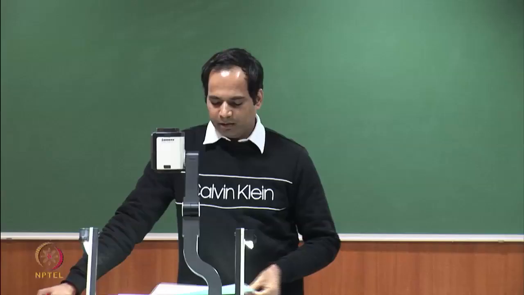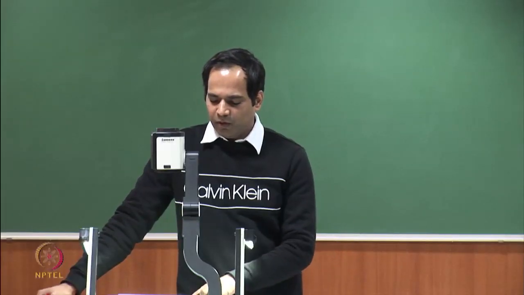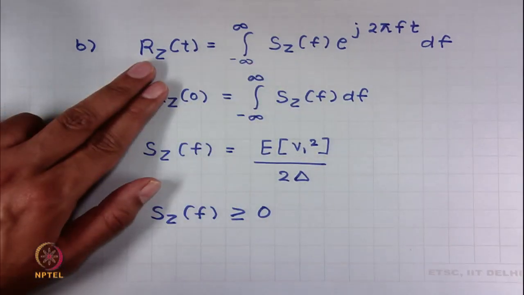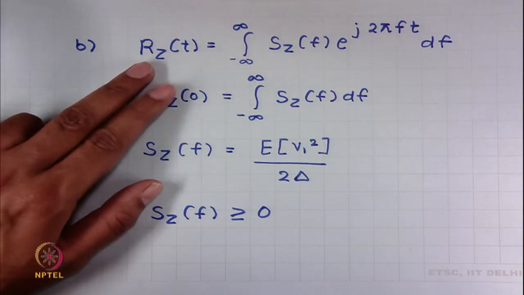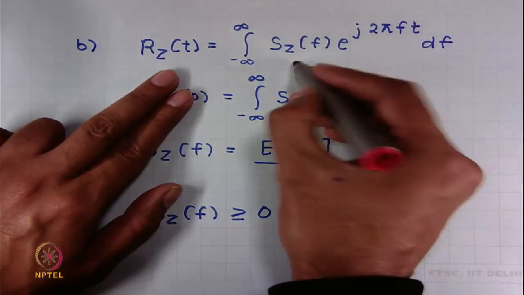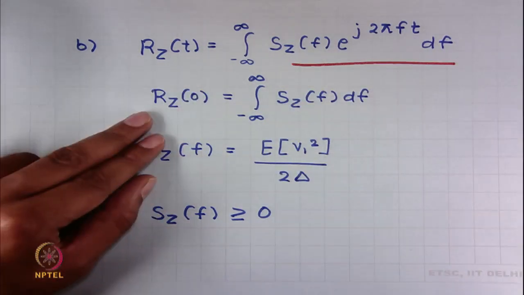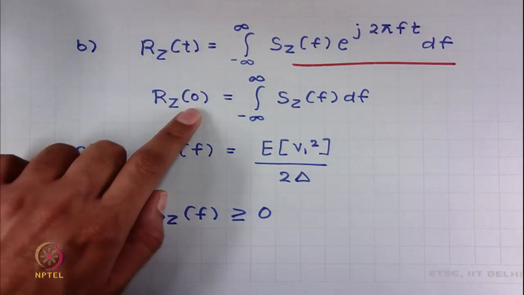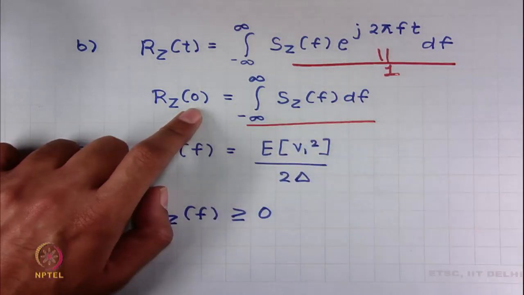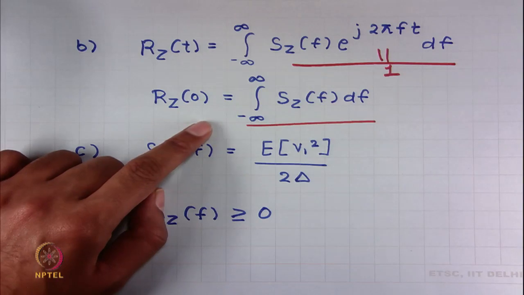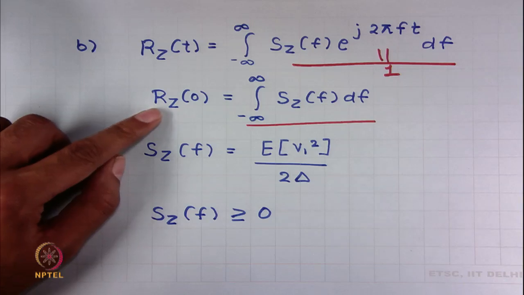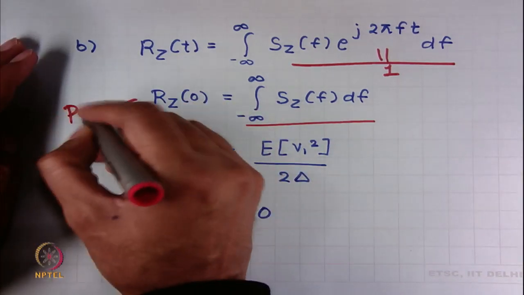Let us look at other properties. For example, if power spectral density is the Fourier transform of the autocorrelation function, then the autocorrelation function will be the inverse Fourier transform of the power spectral density. So, this is the relation to get the inverse Fourier transform. Similarly, I can substitute t as 0, this term goes to 1, and what I end up with is this factor. That means the area under the power spectral density is nothing but R_z(0), and R_z(0) is the power in the random process.